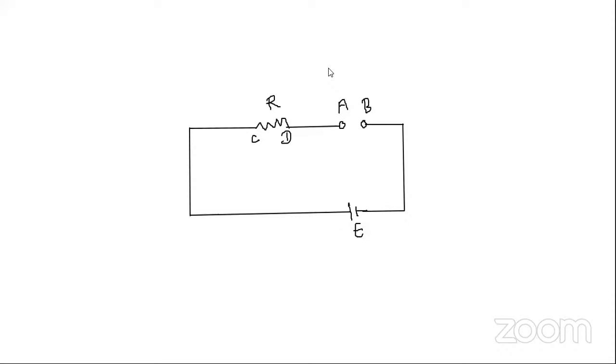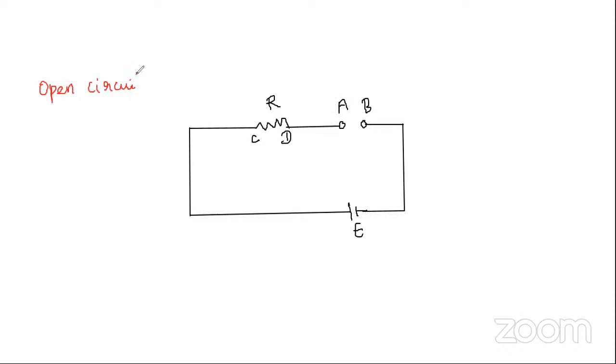So here the circuit is open. Circuit is open, that means even though the cell is there, there is no flow of current. So this is the case of open circuit.